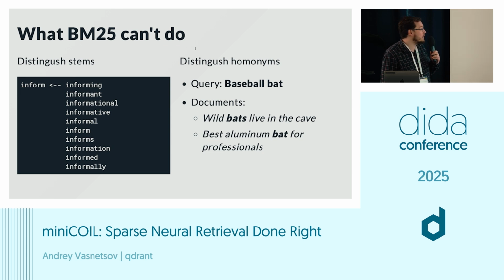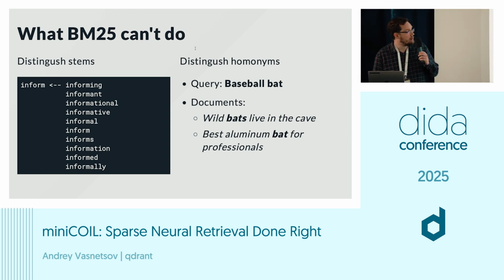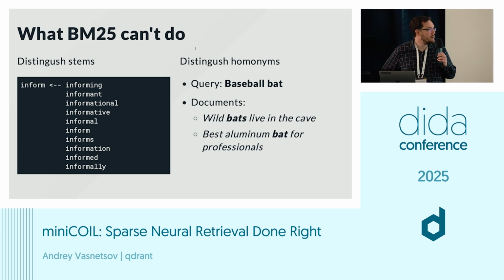And the second case where BM25 cannot really help us is distinguishing between homonyms. So we like this example about the word bat. It's our go-to word if we want to check something.